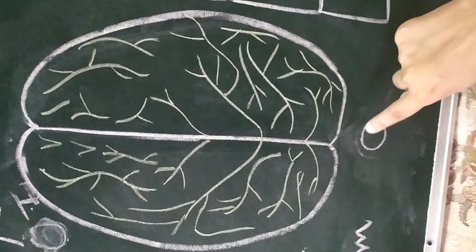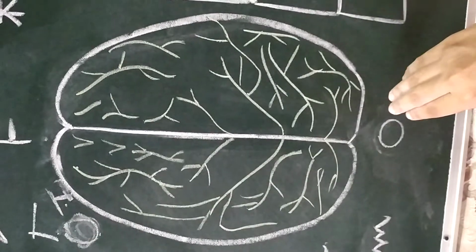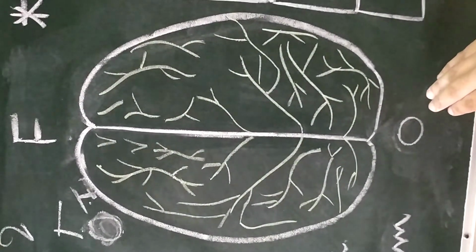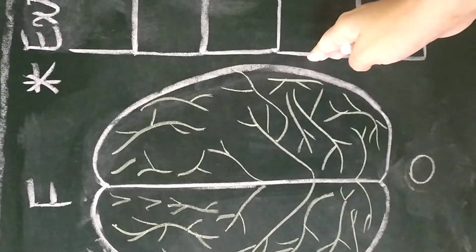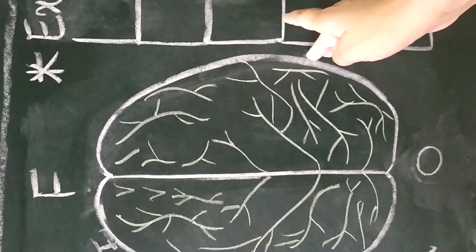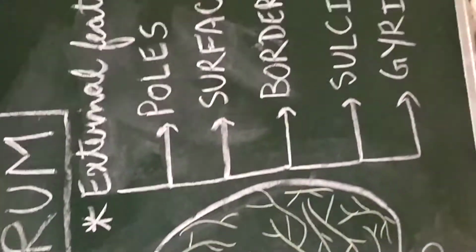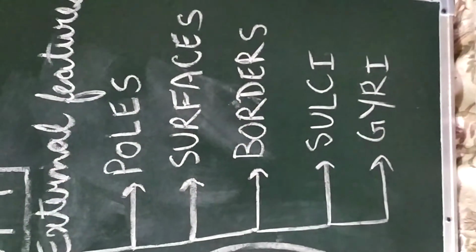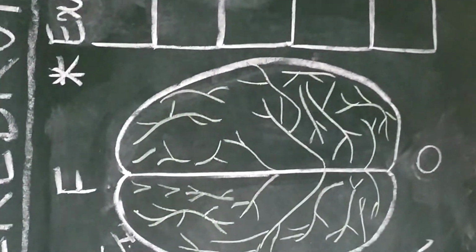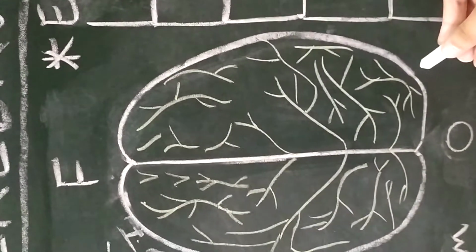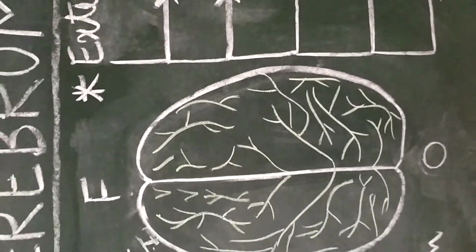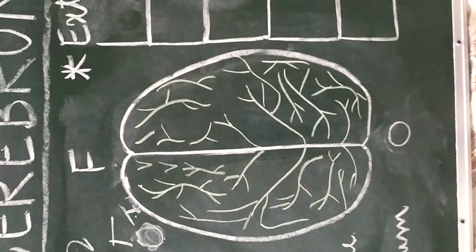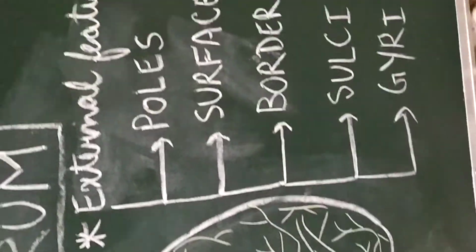This is the occipital pole, meaning the pole which is situated behind each of the cerebral hemispheres, and the lobe which is present laterally is the temporal lobe. Okay. Talking about the surfaces, there are three surfaces of each of the cerebral hemispheres. The one which you can see right now is the supralateral surface. Other than that are the medial surface and the inferior surface.